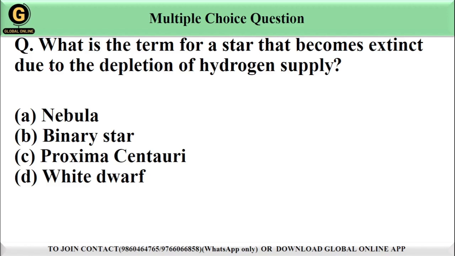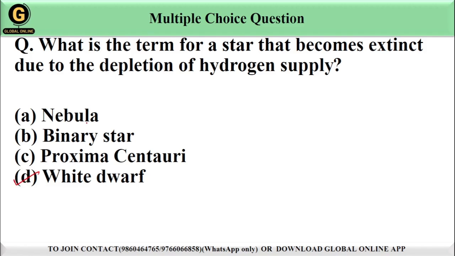A white dwarf is a type of star that forms when a star exhausts its hydrogen fuel and can no longer sustain nuclear fusion. As the hydrogen supply runs out, the star sheds its outer layer and the remaining core becomes a white dwarf. This is a dim, dense object that no longer shines by nuclear fusion, but it still emits heat and light for a long time. So the correct answer from the options is option D, white dwarf.